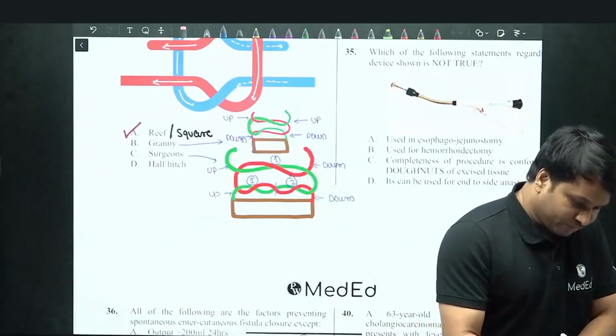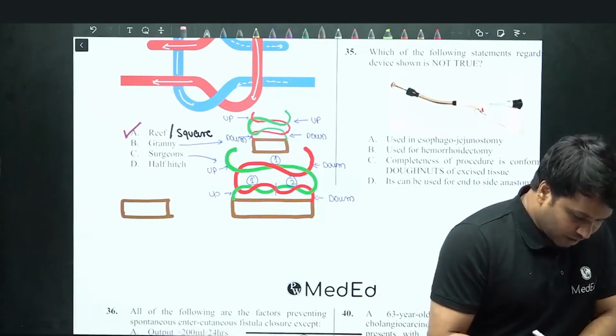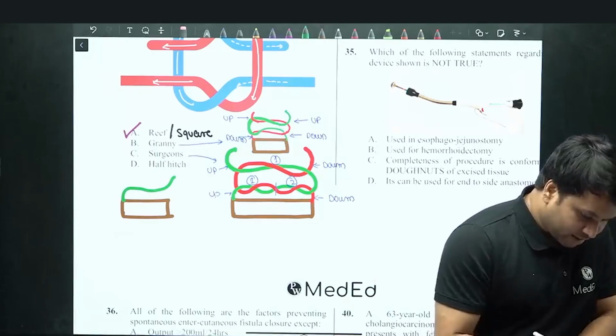Half hitch is a single loop. So a half hitch has to be created. It has to be like this.